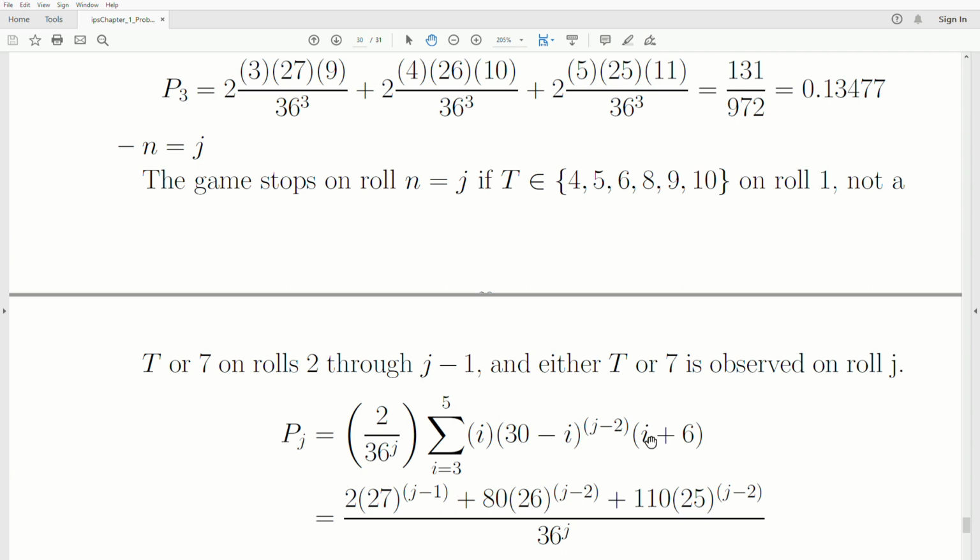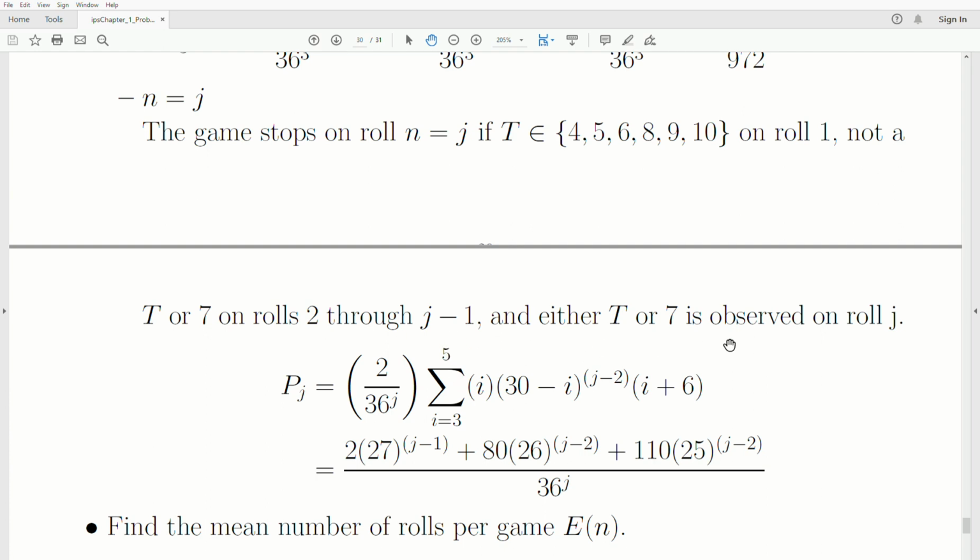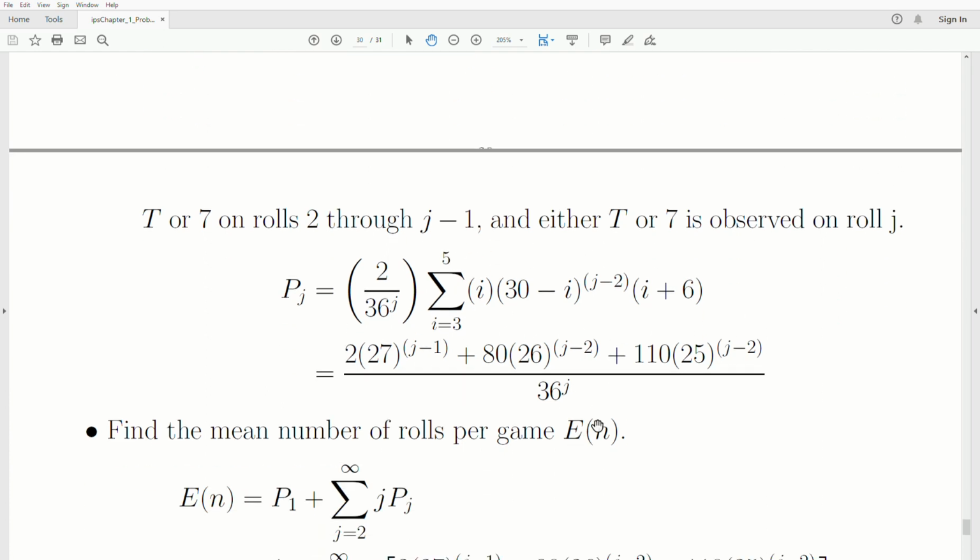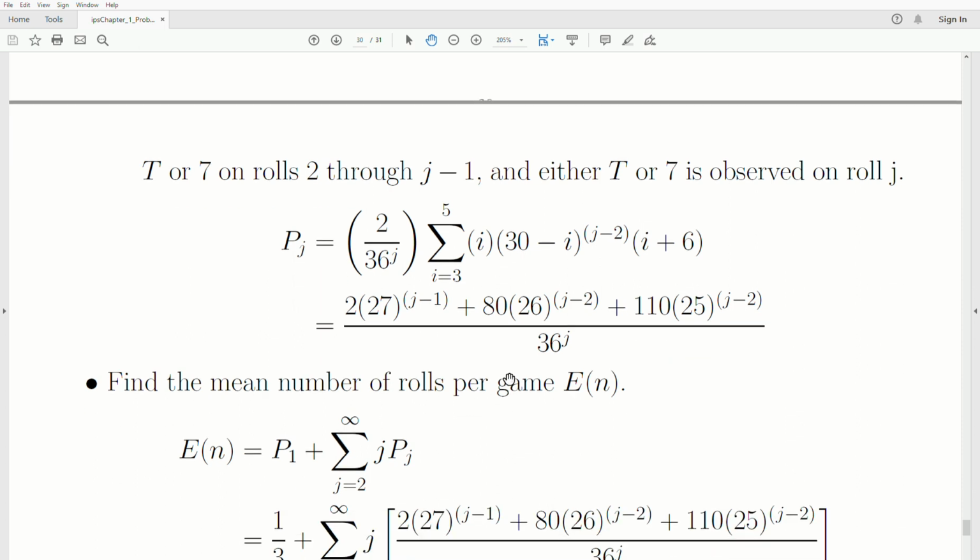And then this one, I plus 6, is the number of ways that we can roll the point or a 7. And this is again for dice 4, 5, and 6. Then you can just multiply this out and it becomes this number here. Now, this is the probability that we stop on roll J.